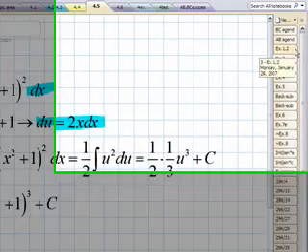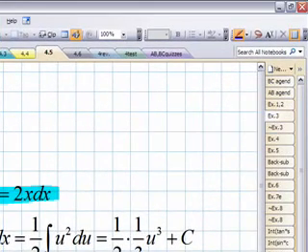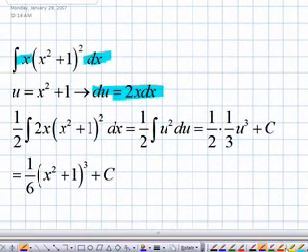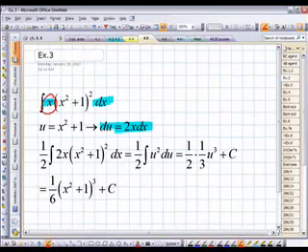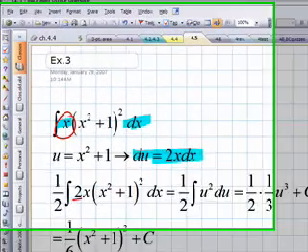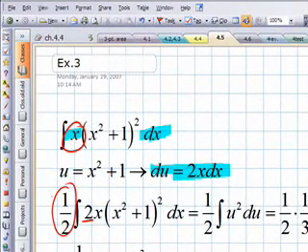Okay, in this example, if you make u equal to x squared plus 1, your du is 2x dx. But note that I only have a single x. I want that to be a 2x, so what I do is I multiply 2 on the inside, and to compensate, I put a half on the outside.